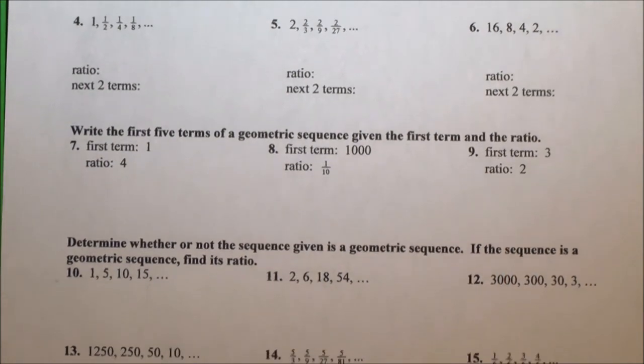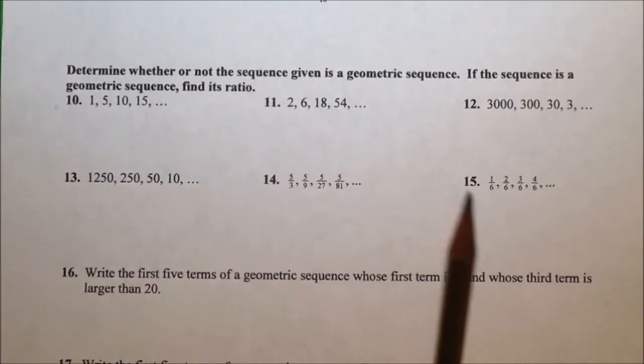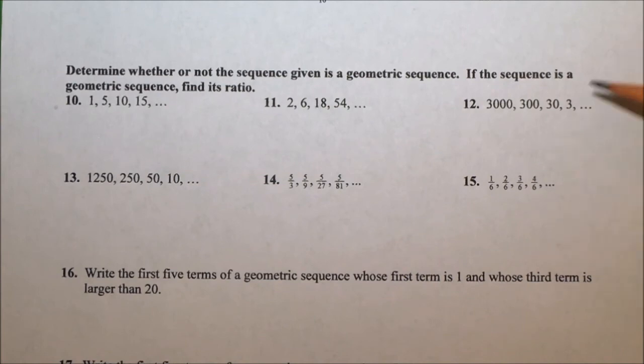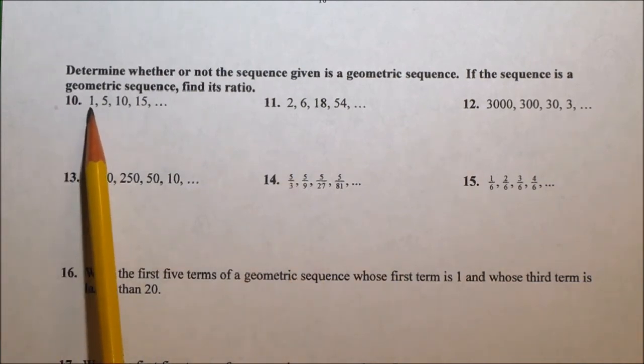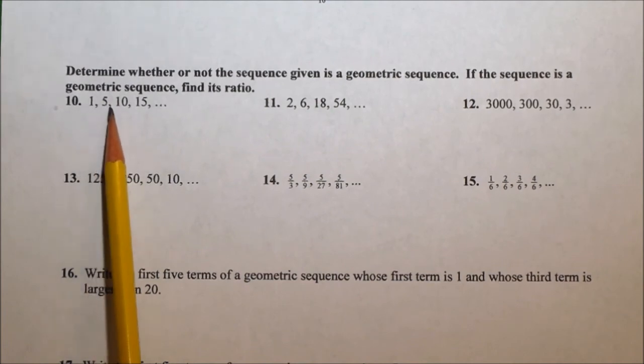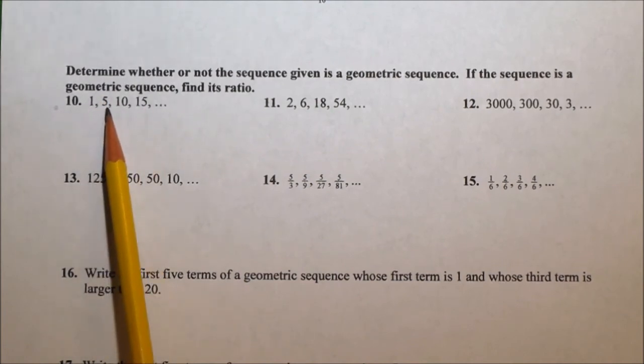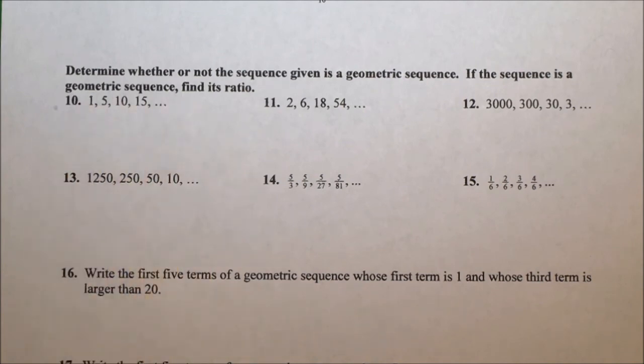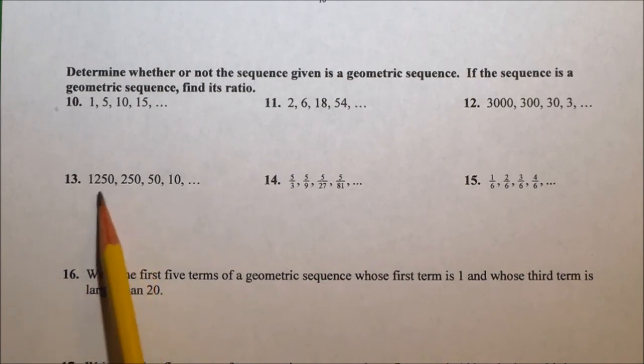All right, now this one we didn't cover in our notes, so let's talk about it for a second. It's determine whether or not the sequence given is a geometric sequence. If the sequence is a geometric sequence, then write its ratio. Look, from 1 to 5, it'd have to be times 5. So is 5 times 5 10? No. So I'm just going to tell you right now, that is not a geometric sequence. You have to be able to figure out what a ratio is and see if it works as you multiply it on down the line. If it does, then tell what the ratio is.